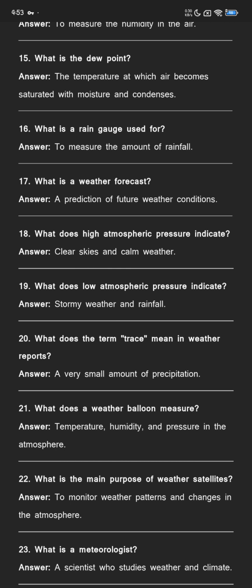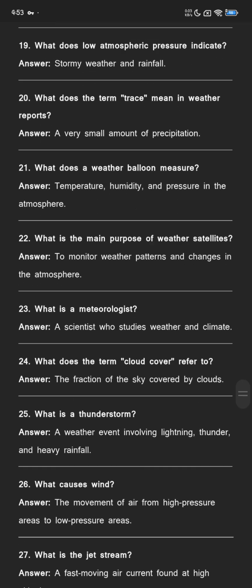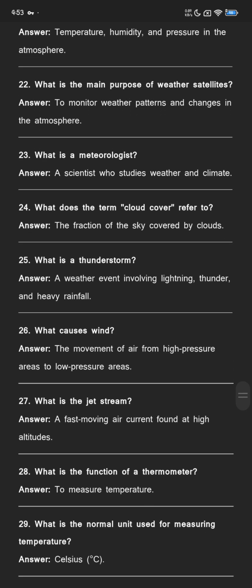What does a weather balloon measure? Temperature, humidity, and pressure in the atmosphere. What is the main purpose of weather satellites? To monitor weather patterns and changes in the atmosphere. What is a meteorologist? A scientist who studies weather and climate. What does the term cloud cover refer to? The fraction of sky covered by clouds.